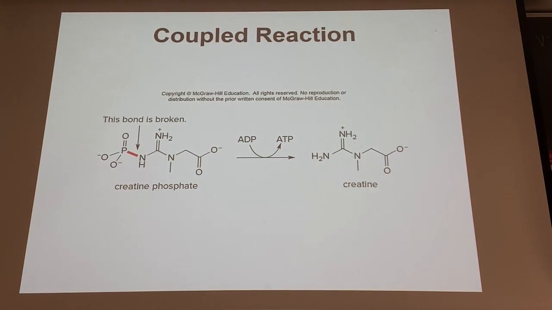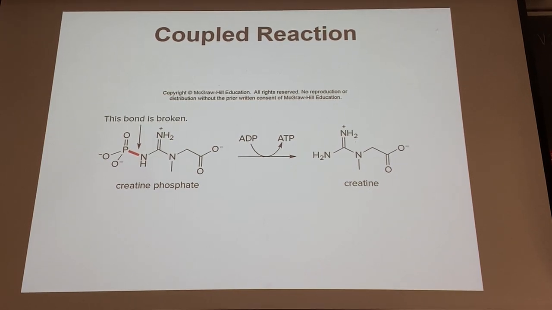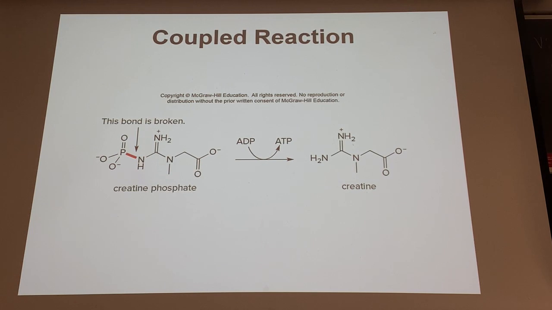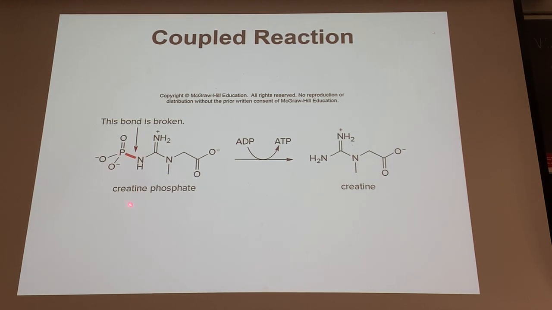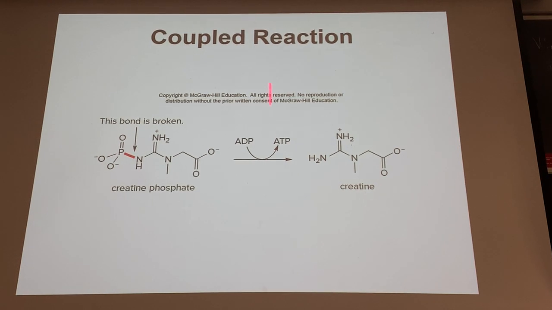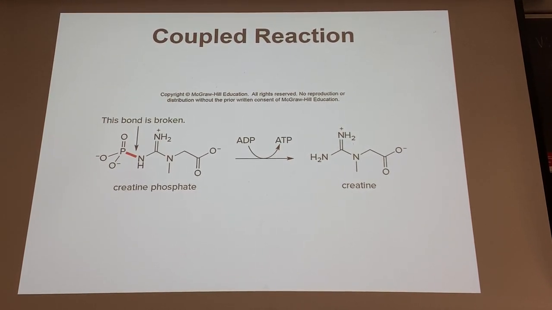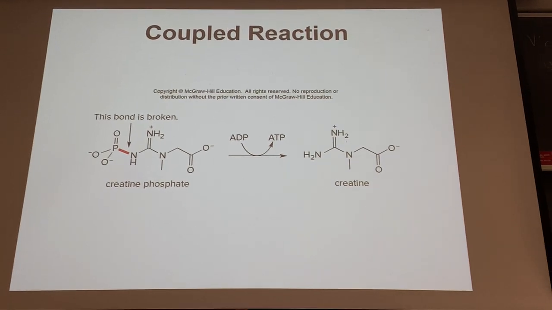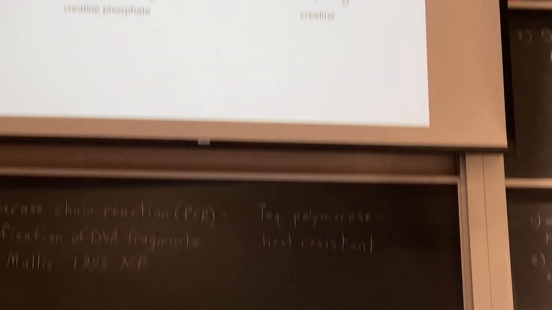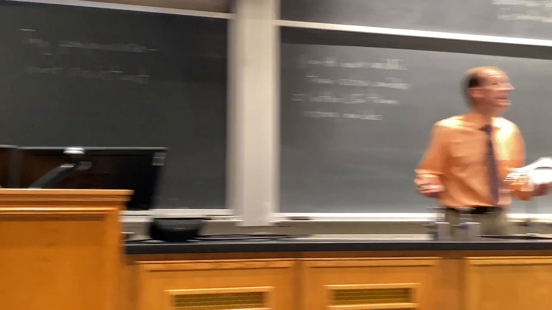And this process is going to be thermodynamically favorable. Why it's thermodynamically favorable, I don't entirely know, to be honest with you, but it is thermodynamically favorable to cleave this phosphorus-nitrogen bond and attach that phosphate onto the ADP. Okay, so that's one way that we can make ATP in nature.